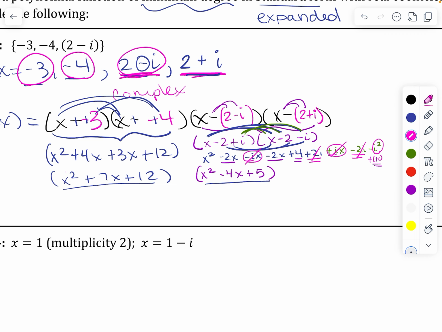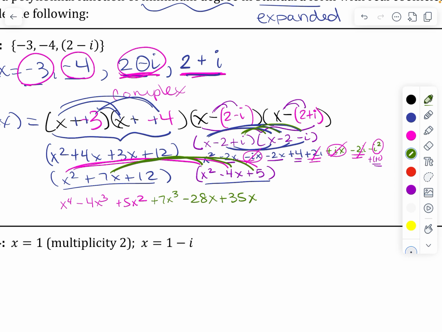All right, let's do it in different colors. So first, x to the fourth, negative 4x to the third, positive 5x squared. Let's do 7x times x squared, which is 7x to the third. 7x times negative 4x is negative 28x squared. 7x times positive 5 is positive 35x.